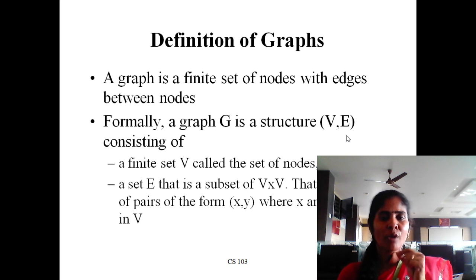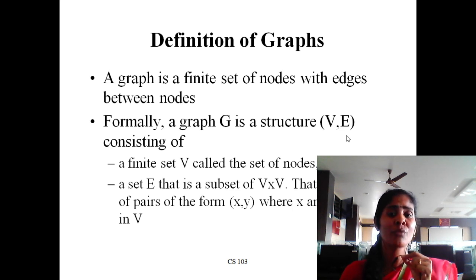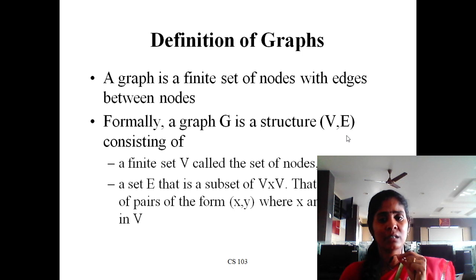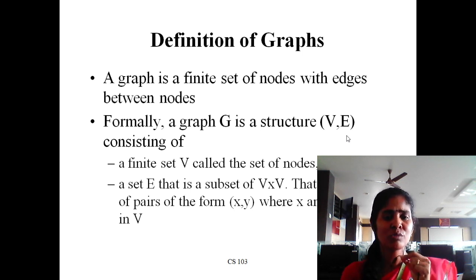Formally, we represent a graph using the structure V comma E. V represents the set of nodes available in the graph, and E is the subset of pairs of nodes from the total nodes available in the graph. The E is used to form a connection between the nodes, representing whether two nodes have connectivity or not. By using the parameter E, we can identify that.